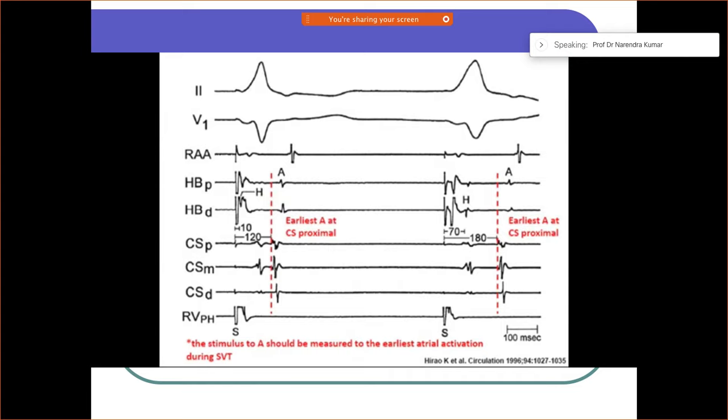Now, further, what else do you notice? During the his capture, the earliest A is at the CS proximal beat. Do you all agree? Yeah? And then the stimulus to A should be measured, because this is a very important concept, from where to where you should measure. It should be measured to the earliest atrial activation during the SVT, supraventricular tachycardia.